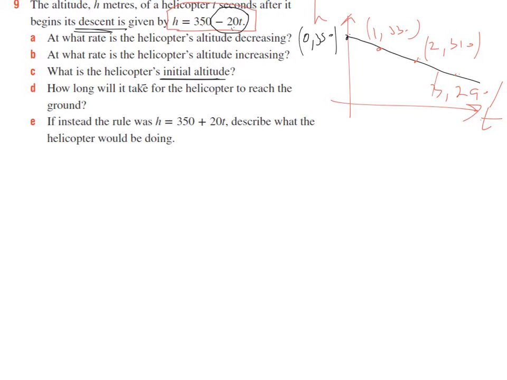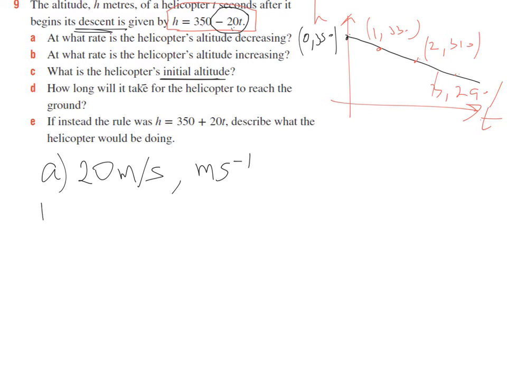That's what's happening there. So, to answer question A, at what rate is the helicopter's altitude decreasing? Well, it is decreasing at 20 meters per second. Let's write that clearly, it looks like milliliters. 20 meters per second. We can also write that as meters per second to the power of negative 1. This means the same thing.